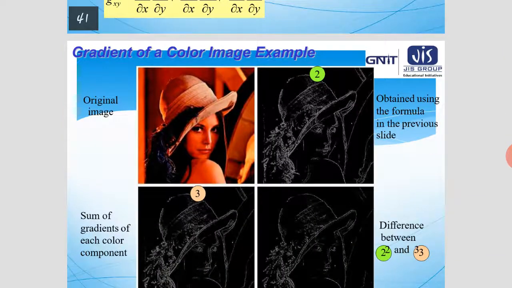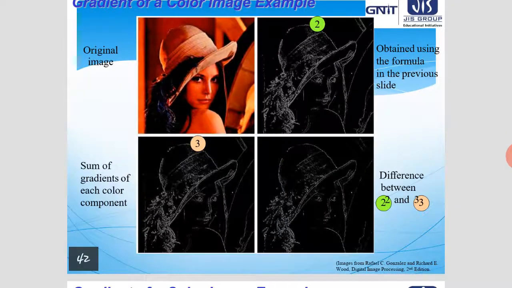Now if we see the gradient of the color image example, we can see the original image and the corresponding image obtained using the formulations in the previous slide. The second image is the image obtained using the formulation in the previous slide. The third one is the sum of the gradient of each color component, and the fourth one is the difference between 2 and 3. So these are the examples for gradient of a color image.